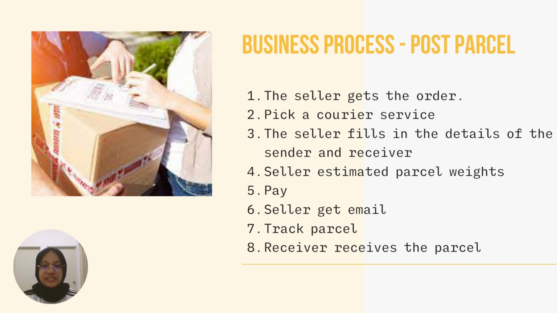So the business process is: first, the seller gets the order. Second, the seller will pick a courier service. Third, the seller will fill in the details of the sender, which is he or she, and the details of the receiver. Fourth, the seller needs to estimate parcel weight. Fifth, the seller needs to choose the payment method. Sixth, the seller will get an email. Seventh, the seller can track the parcel. And eighth, the receiver will receive the parcel.